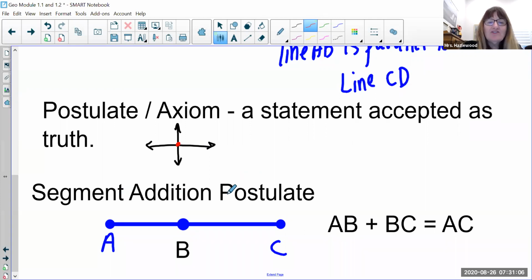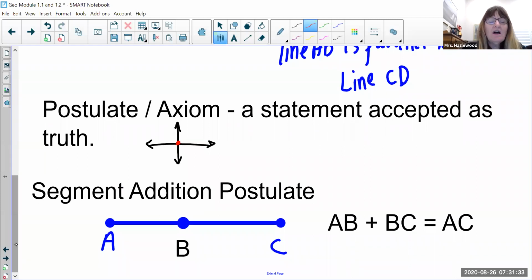A postulate is just a statement that's accepted as truth. No one has proven it. The Pythagorean theorem is a theorem. Someone came along and did a big proof on it, just to justify that what we're saying is true. So a postulate, or axiom, is another word for postulate, is a statement accepted as truth.